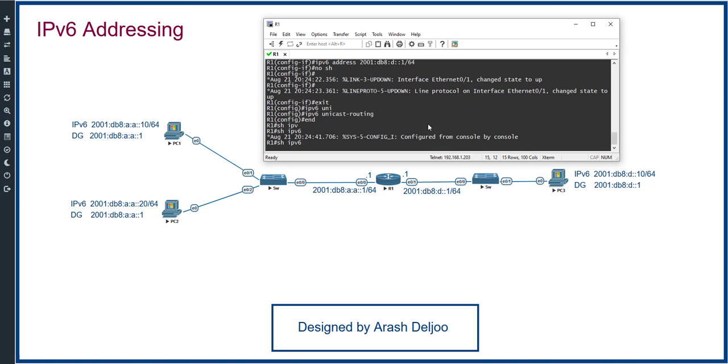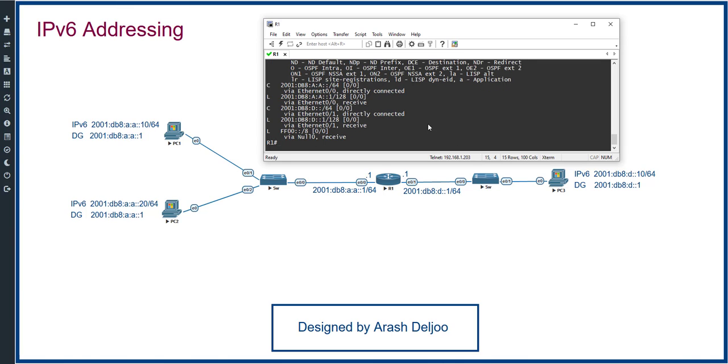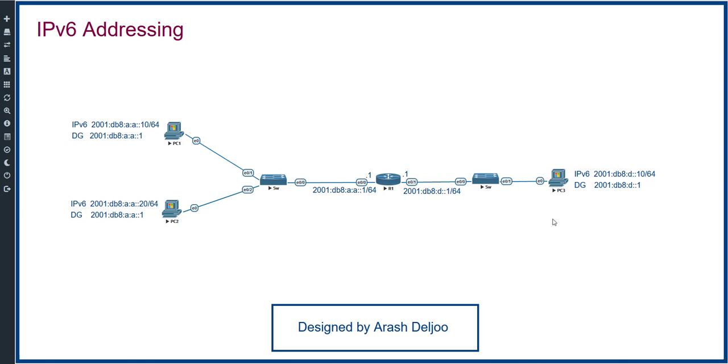Look at here, show ipv6 route in the router. Now it can show us that we have two connected interfaces, 2001:db8:A:1/64 reachable over the ETH00, and 2001:db8:D::/64 reachable from the ETH01. That's it. And the last system, the last computer is the PC3.